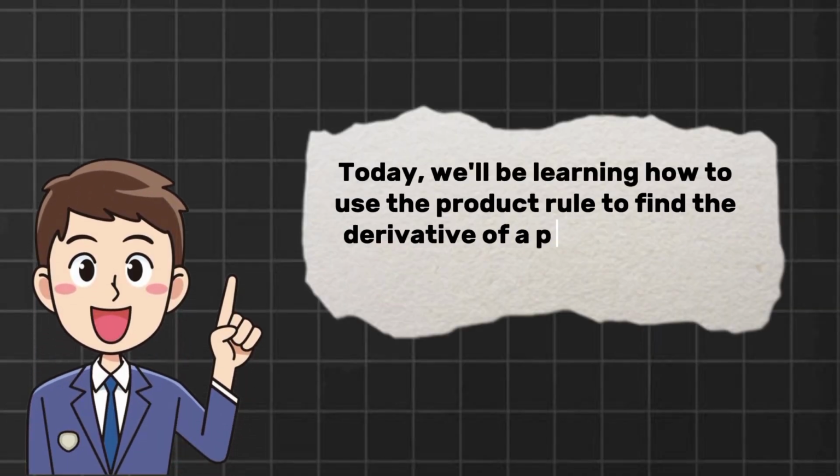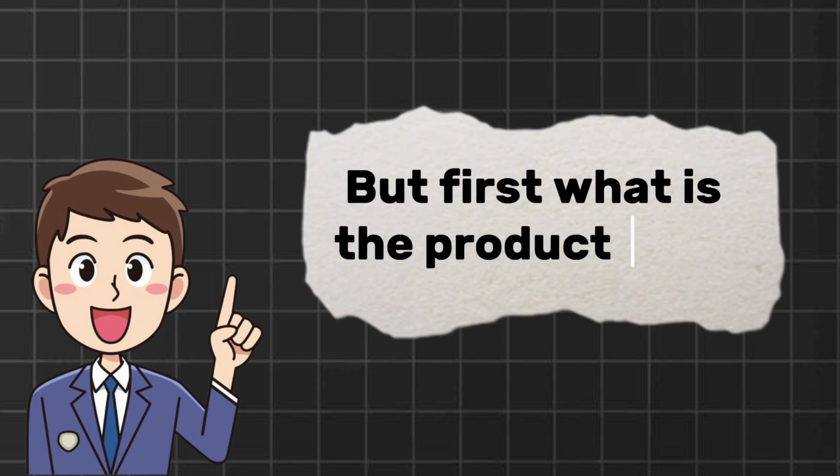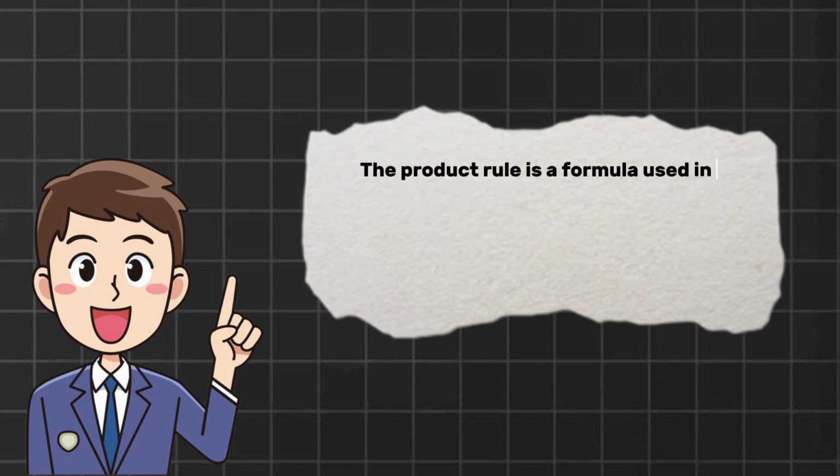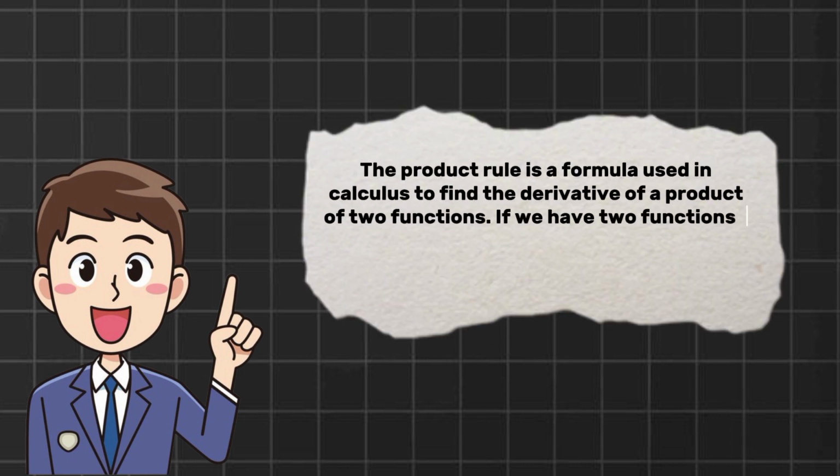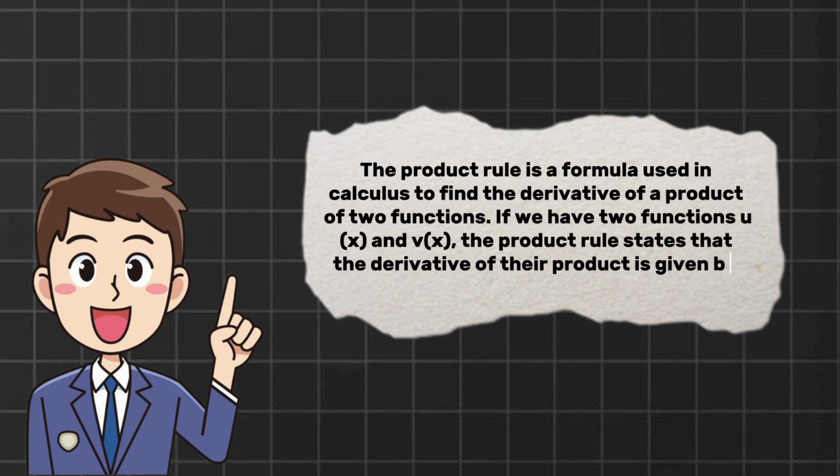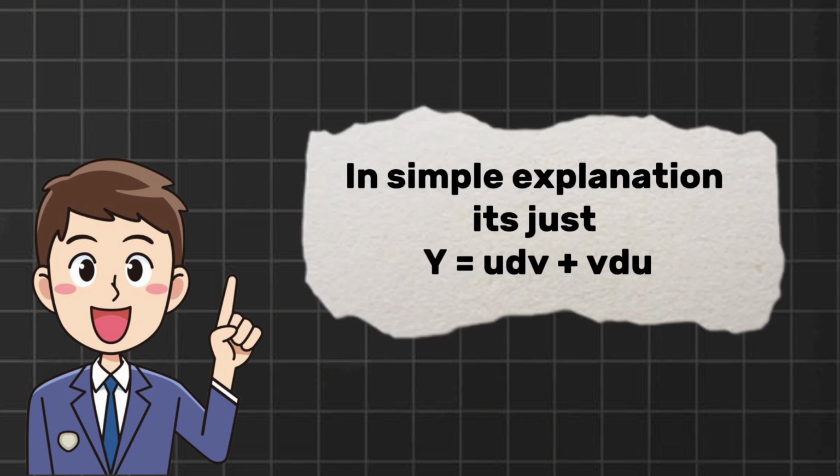Today, we'll be learning how to use the product rule to find the derivative of a product of two functions. But first, what is the product rule? The product rule is a formula used in calculus to find the derivative of a product of two functions. If you have two functions, u of x and v of x, the product rule states that the derivative of their product is given by u dv plus v du.